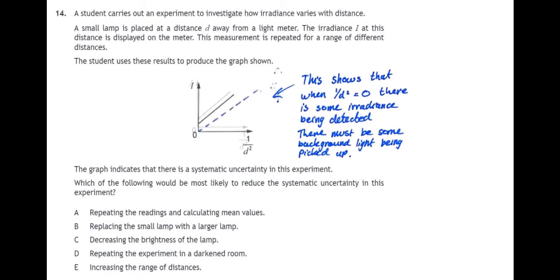We would expect usually a line a bit like that. So this is due to the background light level. So if we could repeat the experiment in a darkened room, answer D, then that would eliminate that effect of there being background light and therefore improve the reliability of this experiment.